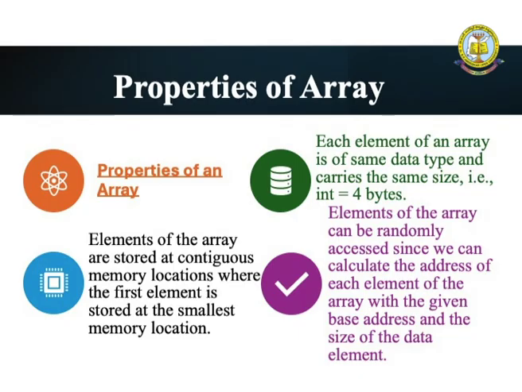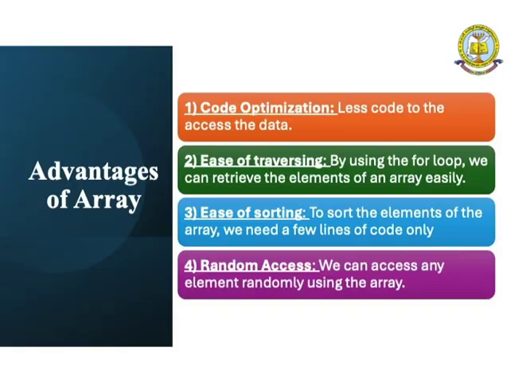These are a few properties of the array in C, and we will see what the various advantages of an array are. We have plenty of advantages with an array. The very popular advantages to be discussed are these. The first advantage of an array is code optimization. If you use the array in the program, that leads to code optimization. That means very little code is needed for the array. The other advantage is that we can ease the traversing.